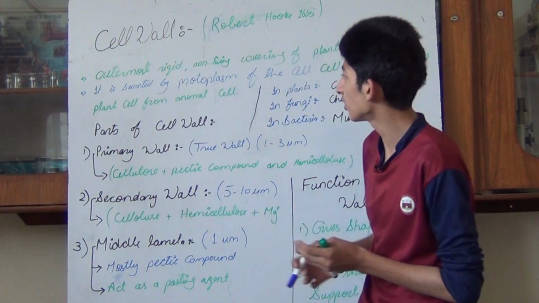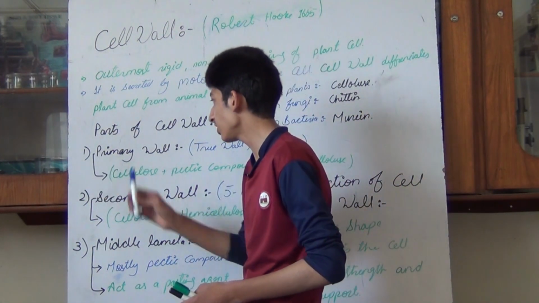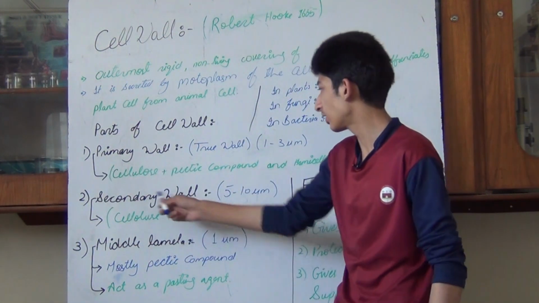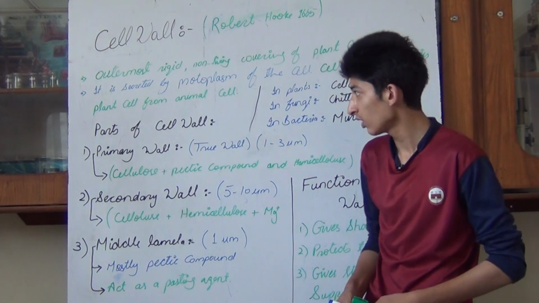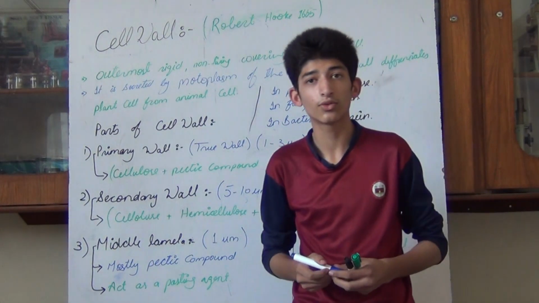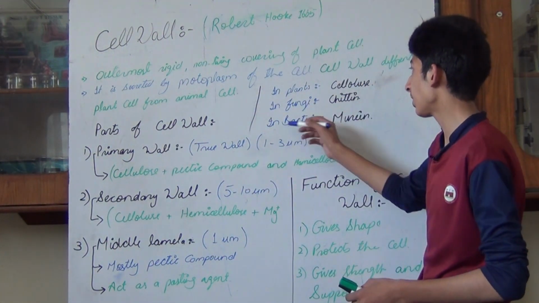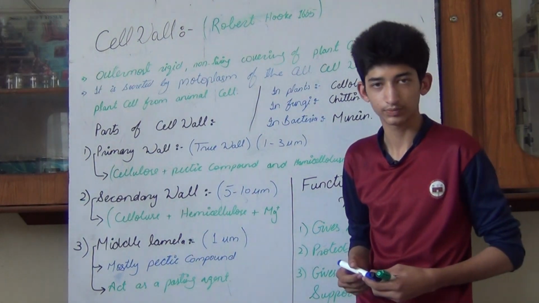There are different types or parts of cell wall. First of all, we can say primary wall, secondary wall, and middle lamella. In plants, the cell wall is made up of cellulose, in fungi it is made up of chitin, and in bacteria it is made up of murein.